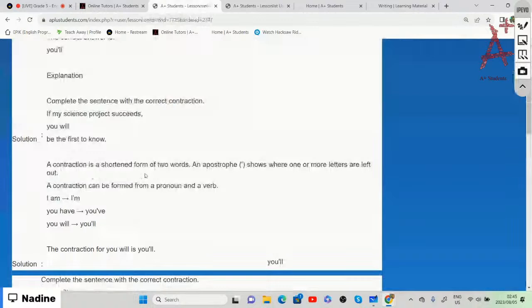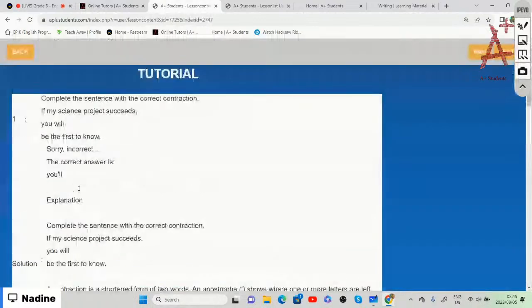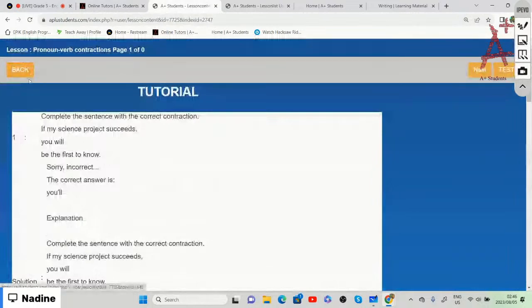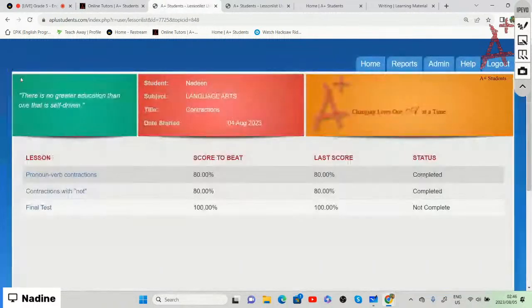All right, so grade fives, that is now the end of our lesson on contractions, right? And like I said, we went over the lessons of pronoun verb contractions as well as contractions with not, right? And then we even had a bonus where we were able to do the final test.